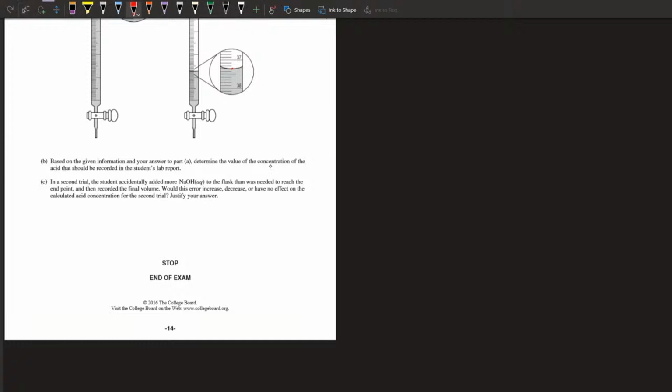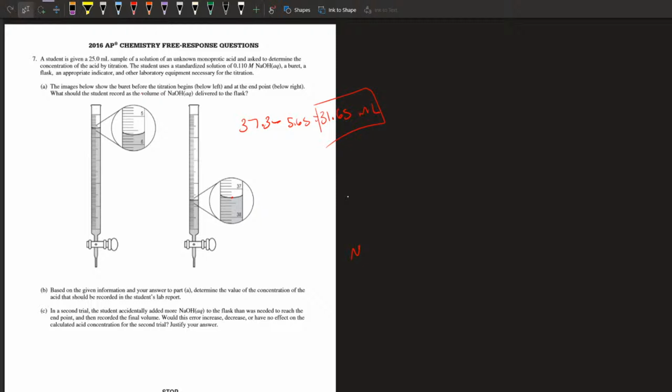Alright, now B. Based on the given information and your answer to part A, determine the value of concentration of the acid that should be recorded in the student's lab report. Okay, so for this one, we're going to use M1 times V1 is equal to M2 times V2. What we're looking for is M1, and we know V1, M2, and V2. M1 times 0.0250 liters is equal to, because remember we have to convert these milliliters to liters, 0.110 molar times 0.03165 liters, which we get from here. We get M1 is equal to 0.139 molar. And that is our answer.